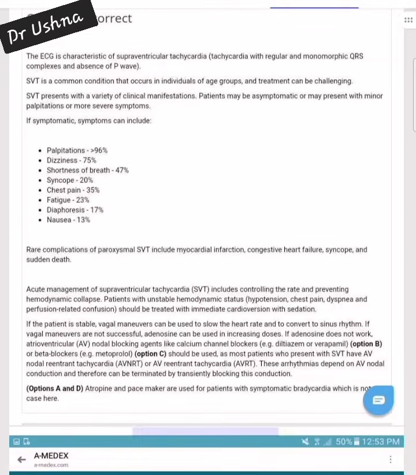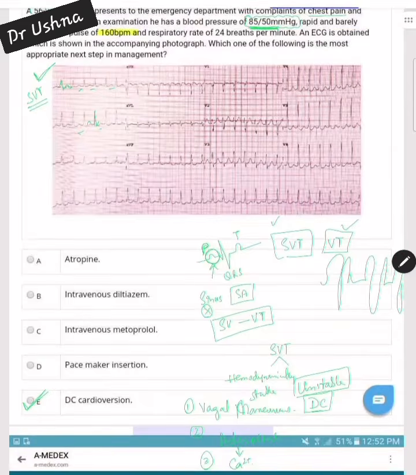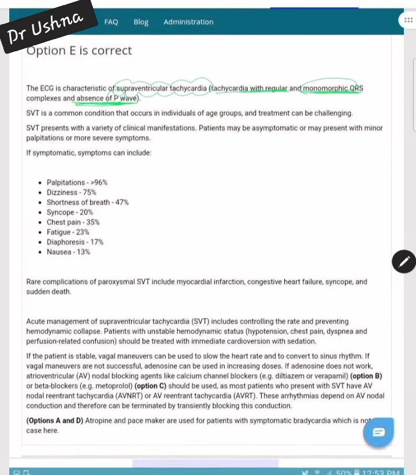Next, we are going to quickly overview the MCQ. The ECG pattern: supraventricular tachycardia, as we already established the diagnosis, tachycardia with regular and monomorphic QRS complexes in the absence of the P wave. So these are the three important clues: absence of the P wave, and monomorphic complexes, of the same shape and size. Here you can see the same shape and size complexes, with absent P wave. So it is clear-cut supraventricular tachycardia, which is SVT.